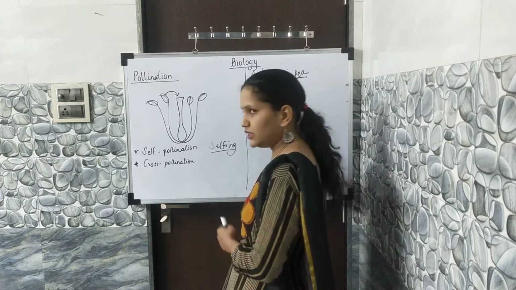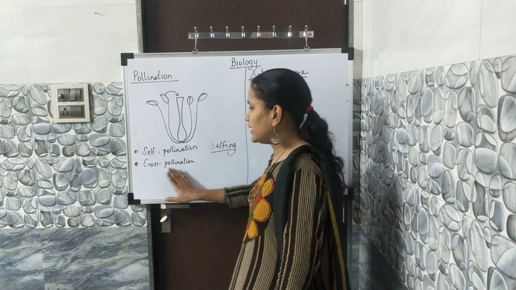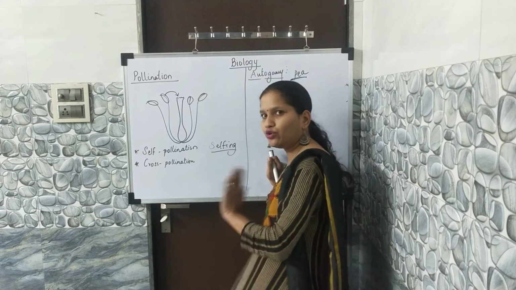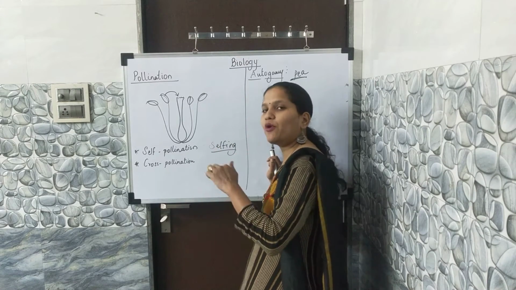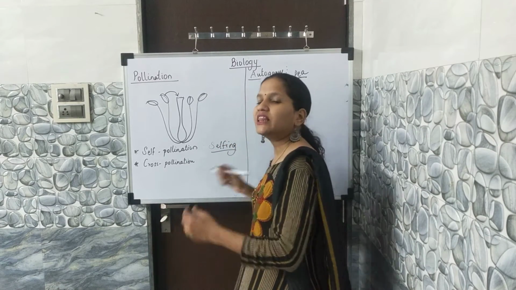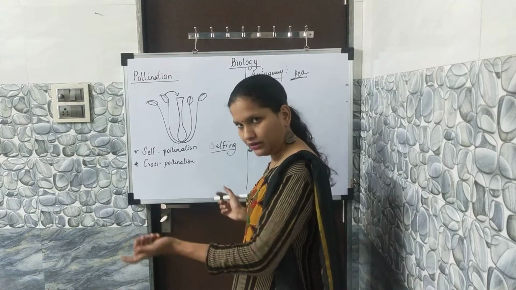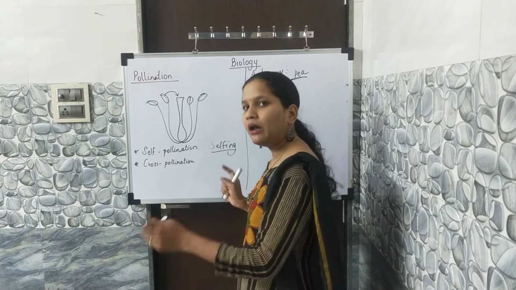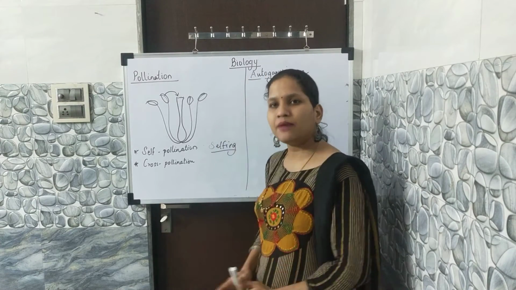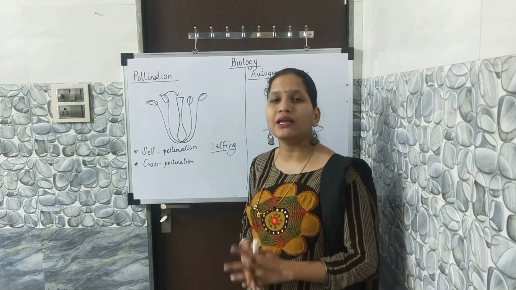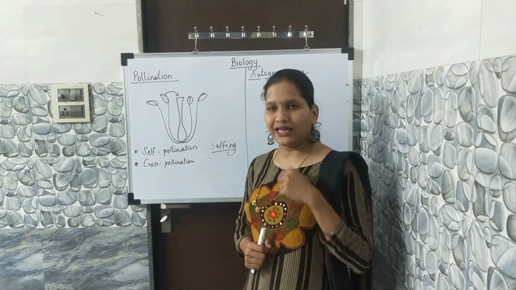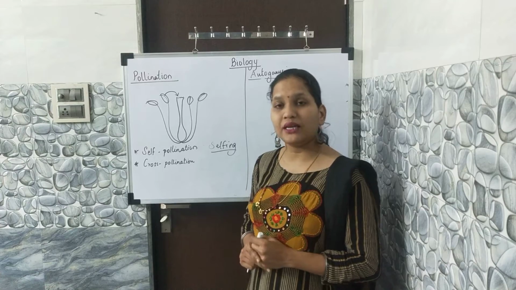In xenogamy, but before studying cross-pollination, just remember that cross-pollination does not take place in a single flower. The pollination is done in another flower, a different flower, different plant, but the same species. Here, single flower, single plant, same species, and definitely it causes a disadvantage, which we call genetically identical, and that is why it causes inbreeding depression.